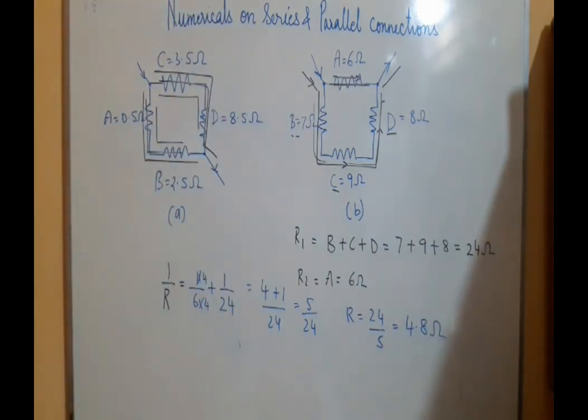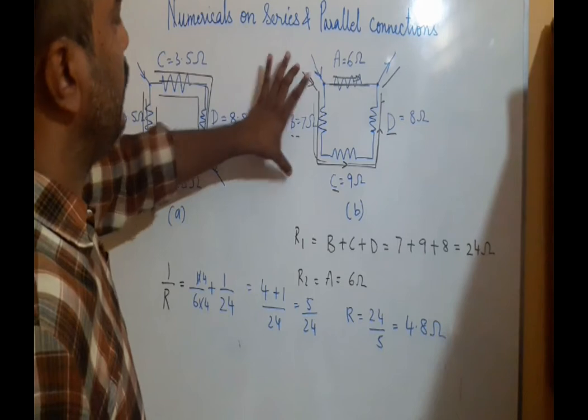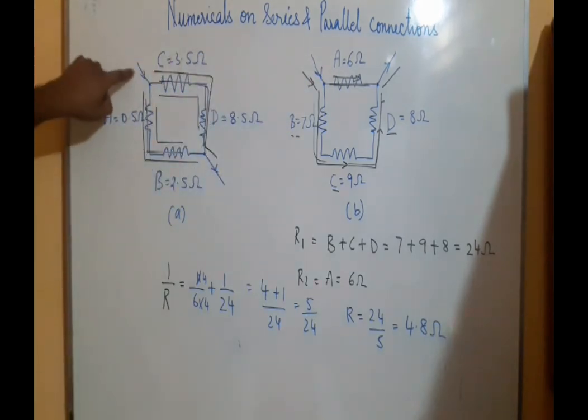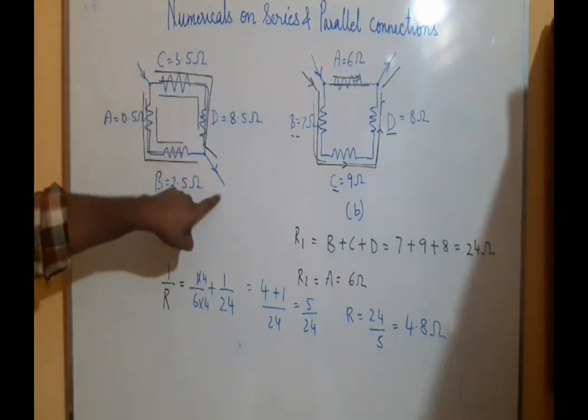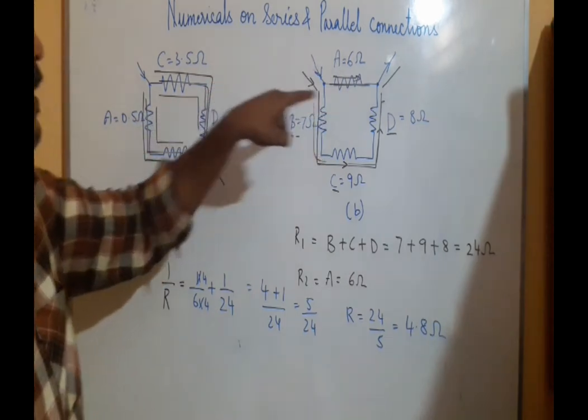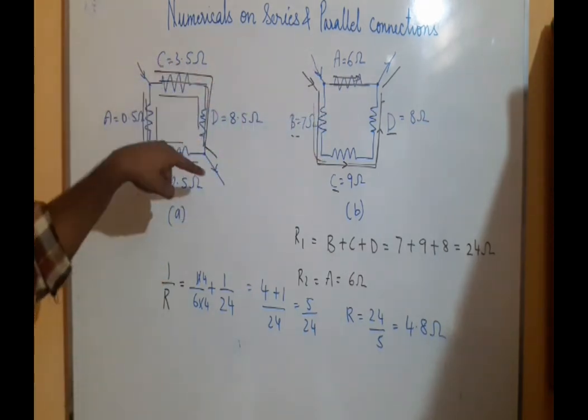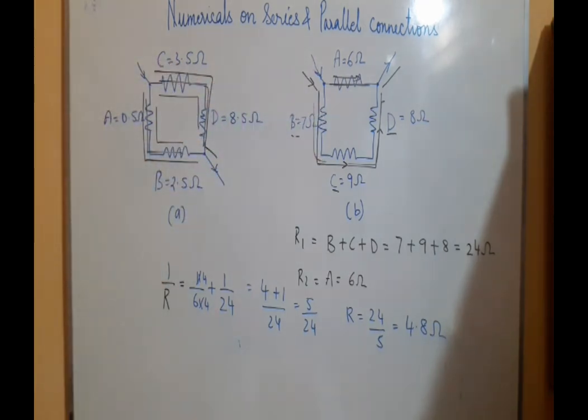So if you observe here, you will see that in both the diagrams we had a square pattern only. But from where the current enters and from where the current exits will determine which resistances are in series and which resistances are in parallel. It's a combination of both series and parallel.